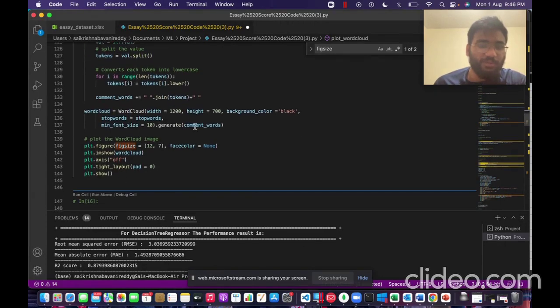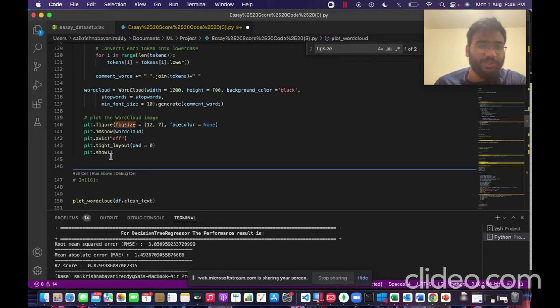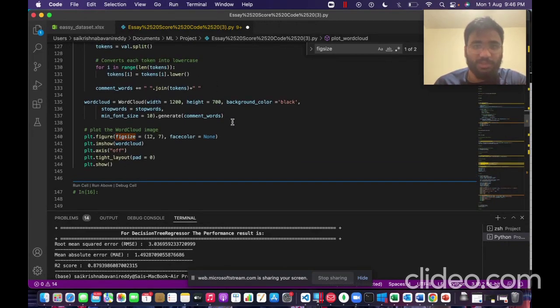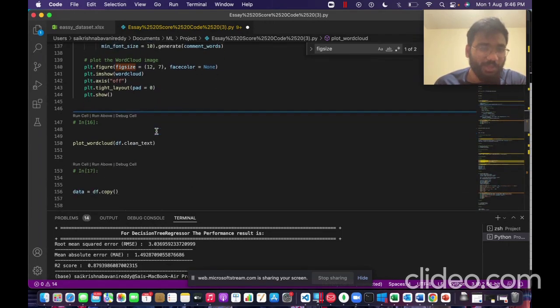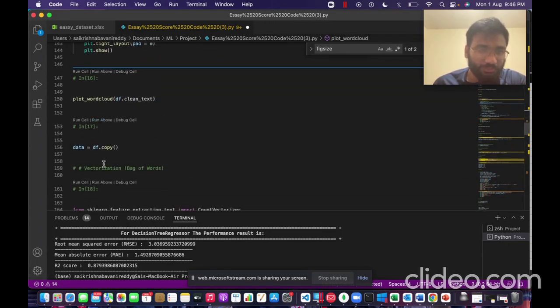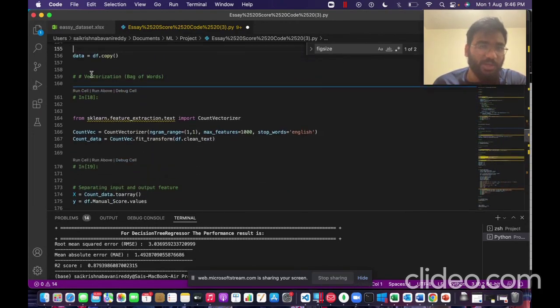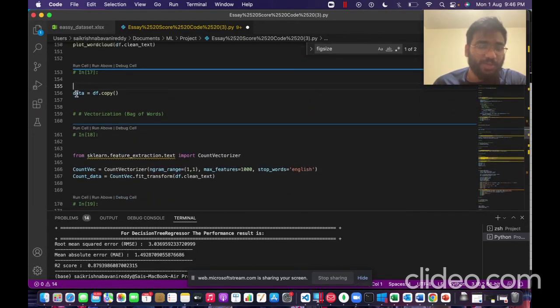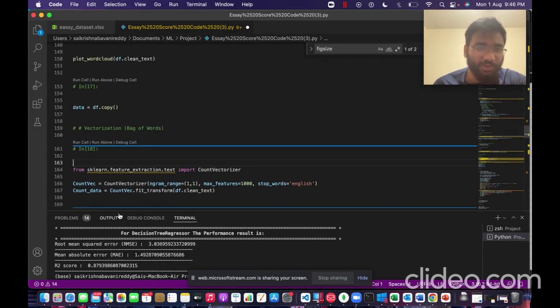This word cloud format is an image, and these are the dimensions of the image. I'll show you that image while running my program, executing my program. This will display the image of the word cloud. I have also stored the data into a data variable so that it will be safe, even if I modify this.